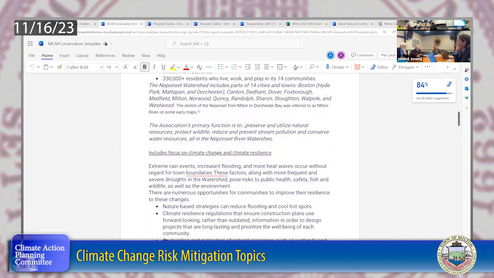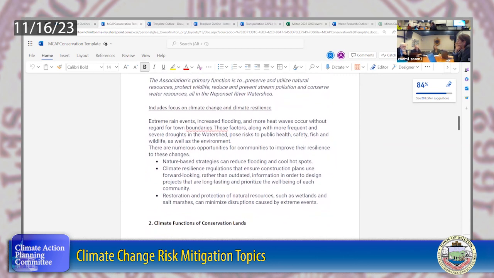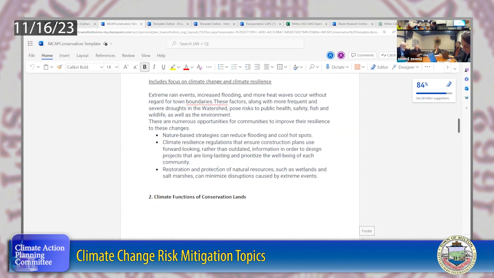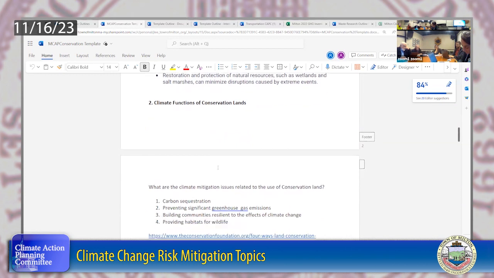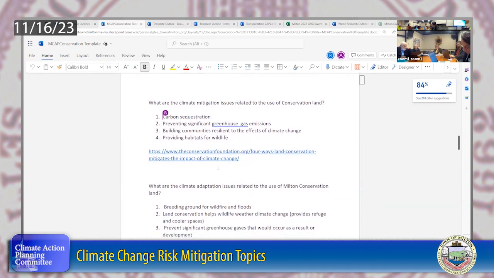Then the next part of this focuses on the climate functions of conservation lands. In terms of mitigation, there's sequestration, preventing significant greenhouse gas emissions, building communities resilient to the effects of climate change, and providing habitats for wildlife. And in terms of adaptation issues, conservation land serves as a buffer against wildfires and floods, helps wildlife weather climate change, and prevents significant greenhouse gases that would occur as a result of development.